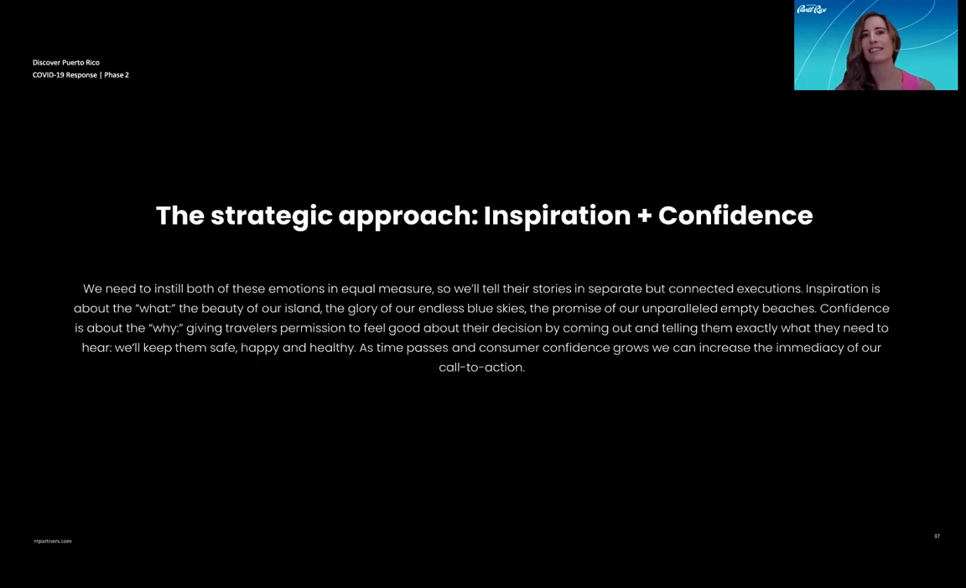Inspiration is about the what. It's the beauty of our island, it's the blue skies, it's our amazing beaches, unique experiences they can only find in Puerto Rico. Confidence is about the why, giving travelers permission to feel good about the decision they're making and telling them that we're going to help keep them safe and healthy.